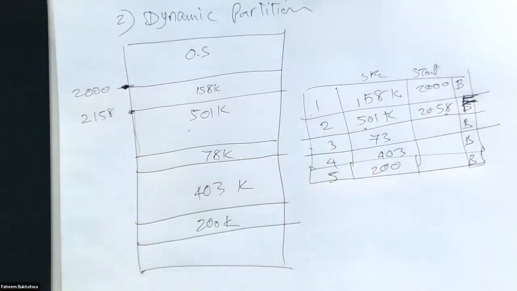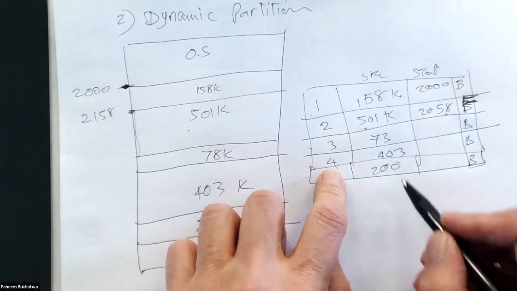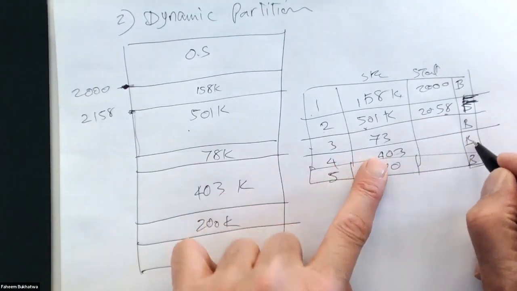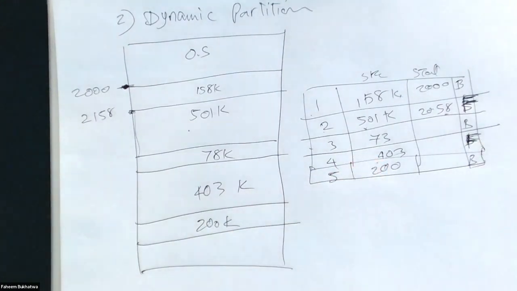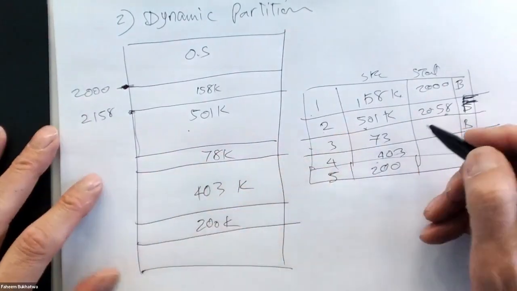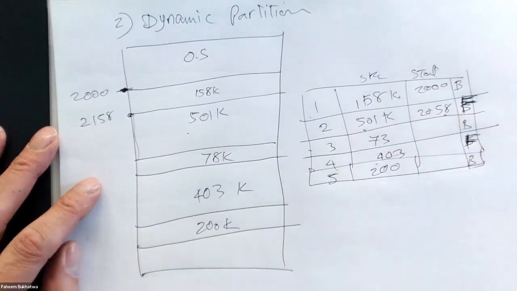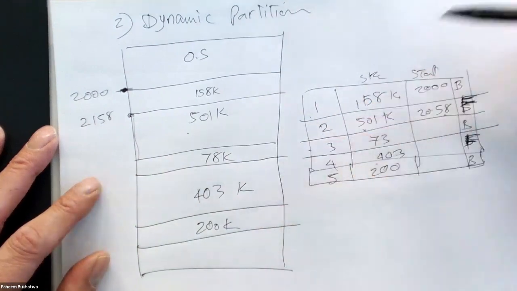Now this one has finished. And let's say also process number 4 is finished. So that 403 is free as well. So now we have a few blocks that are free, a few blocks that are busy. Now let's say another request came in. Process number 6 came in and it says, I need 500K. Where are we going to give it?